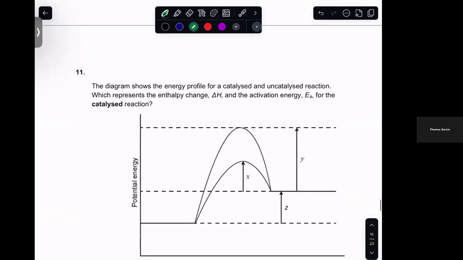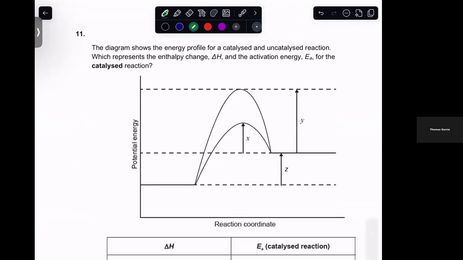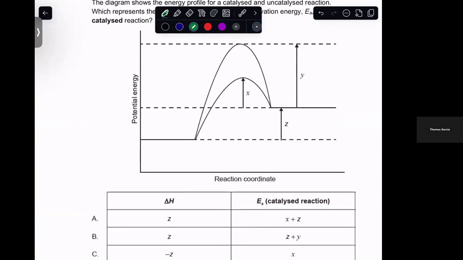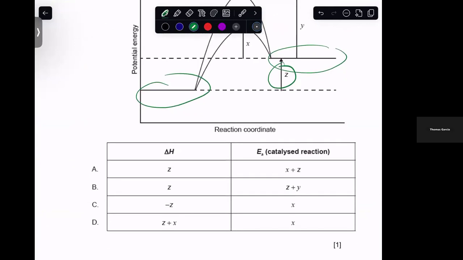All right, moving on. 11. This diagram shows the energy profile for a catalyzed and uncatalyzed reaction. Which represents the enthalpy change, delta H, and the activation energy, EA, for the catalyzed reaction? So, regardless, from our beginning to our end, that is our enthalpy change. Our enthalpy change is Z. So it's got to be either A or B. It cannot be minus Z because that's the reverse. And it can't be Z plus X.